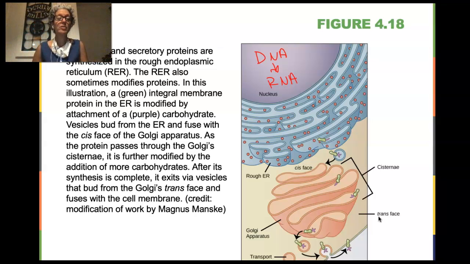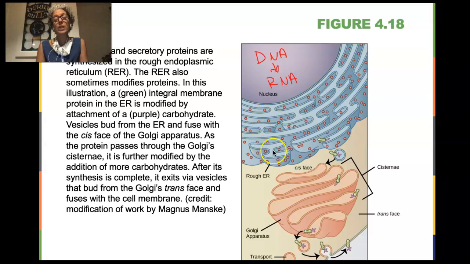So cis means on the same side. So this is on the same side as the rough endoplasmic reticulum. Trans, in our fats, meant one hydrogen was on the top and one hydrogen on the bottom. The hydrogens were across from each other, away from each other. And the trans face of the Golgi is away from the endoplasmic reticulum.